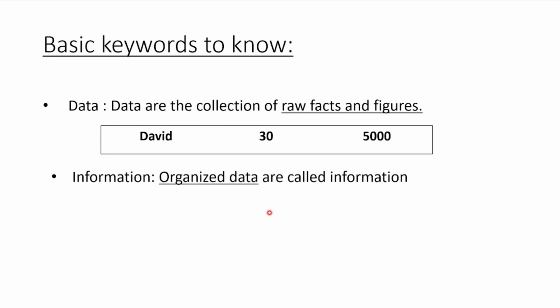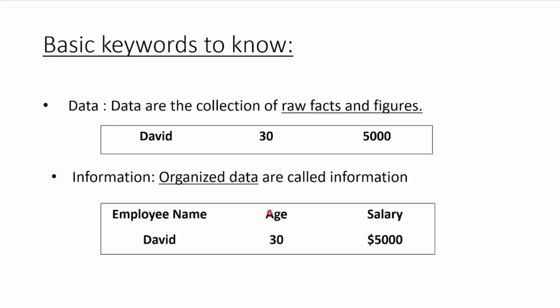So when we process the data, we get information. So organized data are called information. So from the example, we can say that David is the name of an employee and his age is 30 years and he gets $5,000 per month. It's his salary. So when we organize the same data, we get information. That's it. So now let's come to the database.